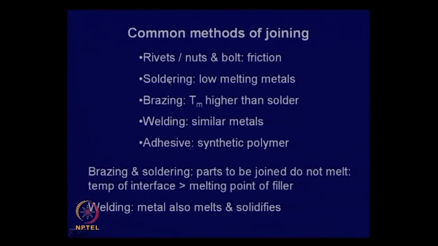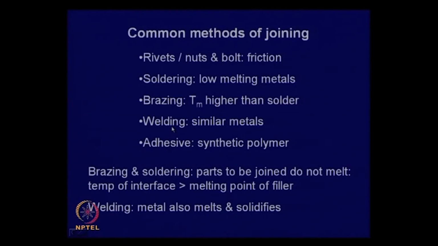Here, between the two joining parts, we apply a molten metal. In soldering, the melting point of the metal that lies in the interface is very low. It is a low melting metal. In the case of brazing, we use a little higher melting point metal, but it is definitely much lower than the melting point of the metal that we are joining.